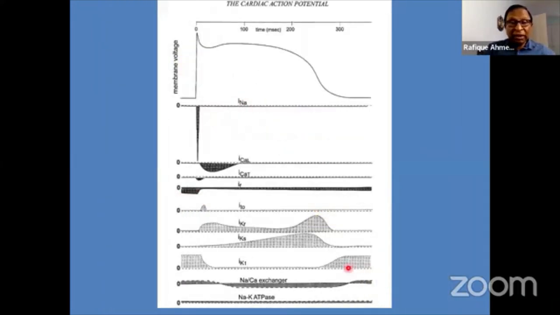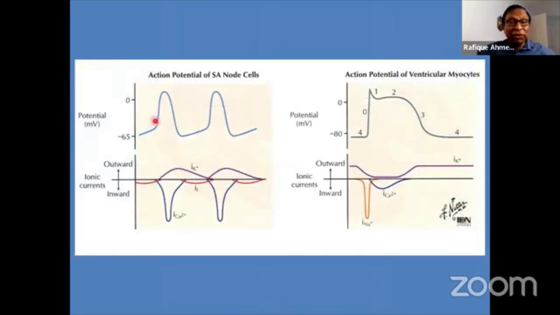This picture is a little complex, and it took me a long time to understand. What they do is try to represent, if this is the line, this is inward current, this is outward current. And here, this is the sinus node action potential. Here, there is a funny current. This is the diastolic potential. The funny current, which is a combination of sodium and potassium, gradually increases from minus 65 towards positivity. And as soon as it reaches a threshold potential, it starts the action potential.